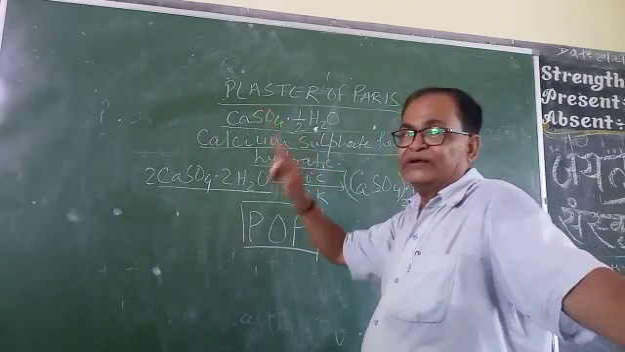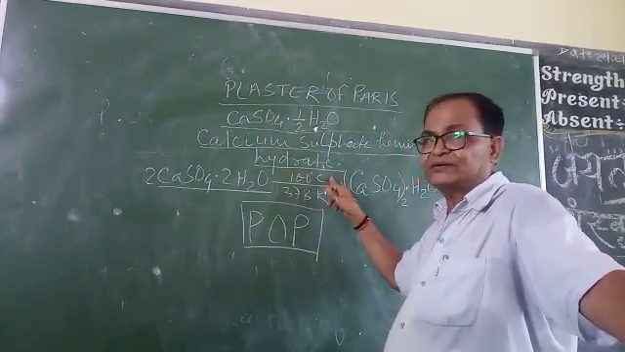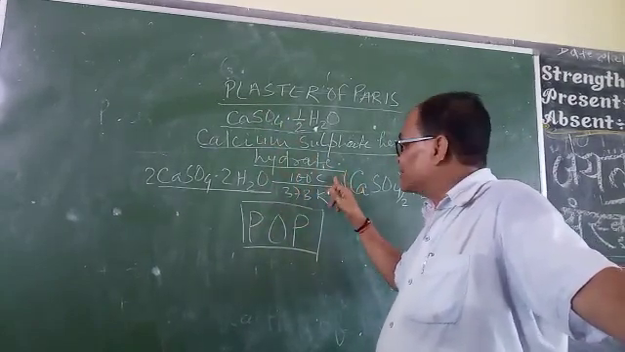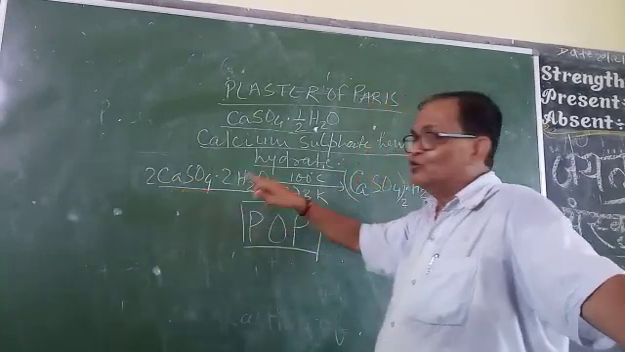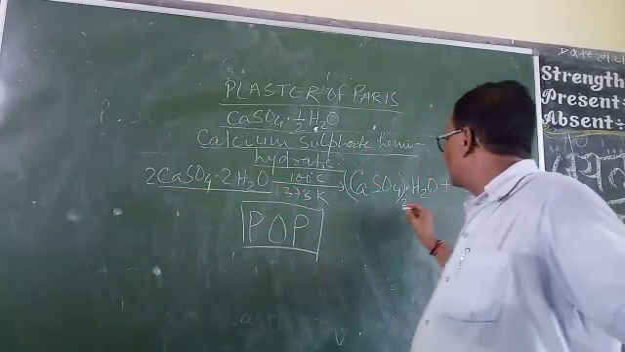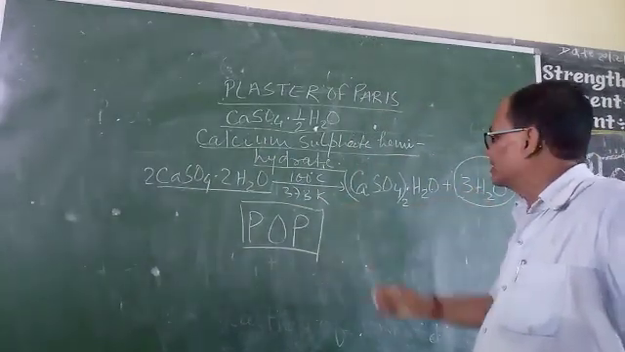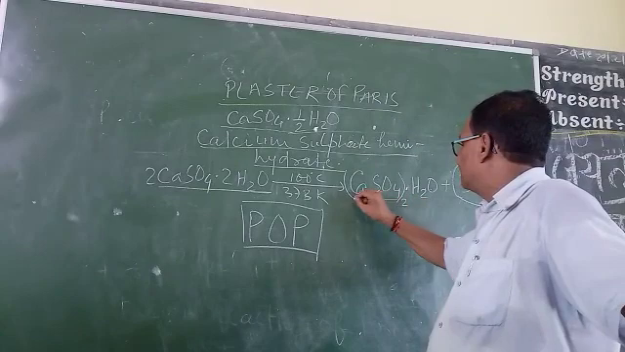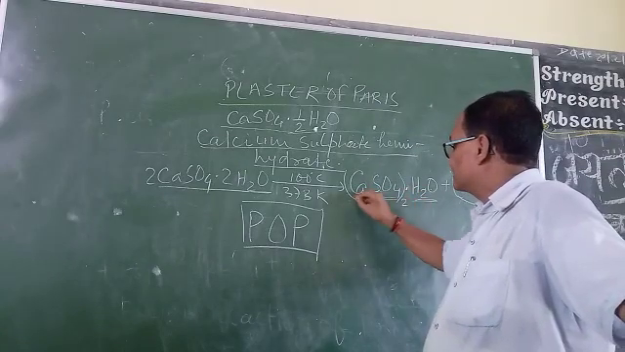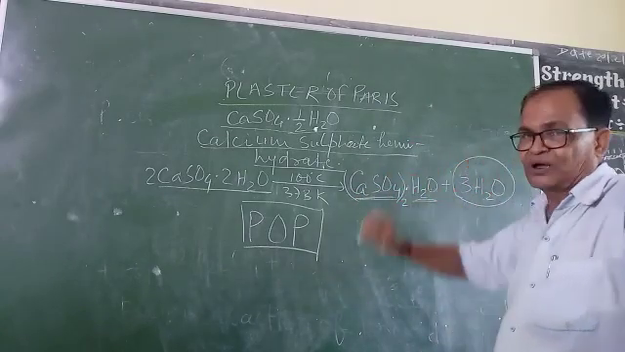Here is the reaction condition. Gypsum must be heated up to 100 degrees Celsius. At this temperature, gypsum loses 3 water molecules and is converted into calcium sulfate hemihydrate. This is the actual formula.